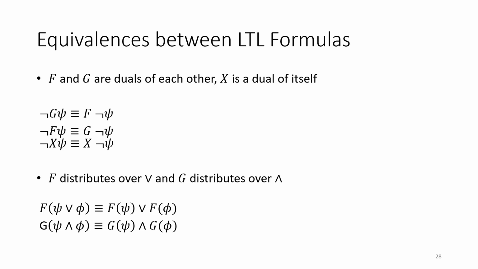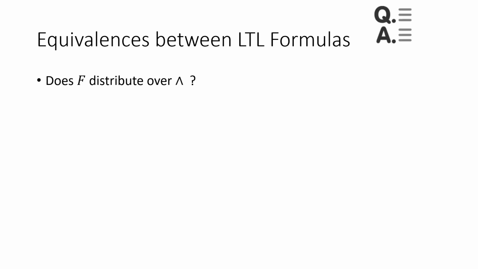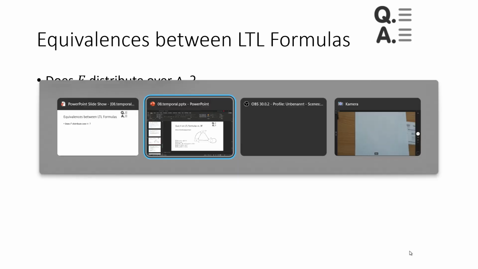Now the question: if we have this F distributing over the disjunction, what about conjunction? Does the same work also for conjunction? So what would it mean if it distributes over conjunction? Let's write that down. So we said this distributing over some other operator.